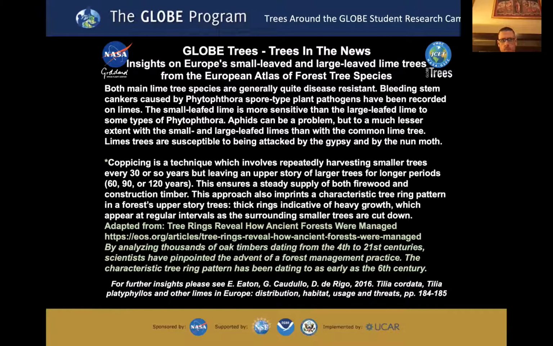And I think that's a really cool thing to know about forest management. Even though I can't imagine managing an oak forest, they're big, tough trees, apparently there was enough social coordination that they could do this. So just another element of basically trees around the globe.